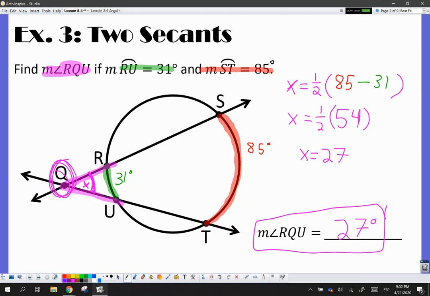With two secants, it's a little bit easier to tell the two arcs apart because, as I said earlier, the two arcs are separated. But let's look at the case where I have a tangent. That's going to be a little bit more complicated. So let's take a look.